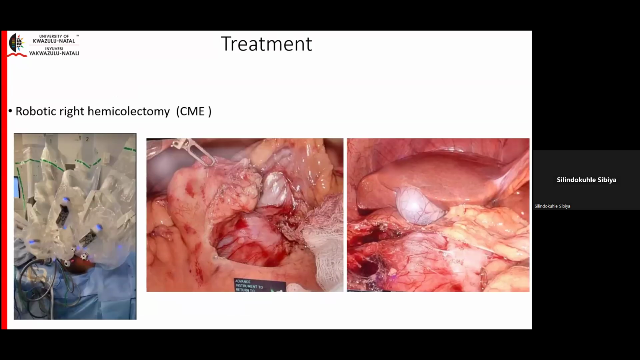So the patient then underwent a robotic right hemicolectomy, as you can see in the first picture. The second picture, the middle picture, shows these large mesenteric lymph nodes, and the third picture is of the liver, which looks normal, and this is the patient's abdomen post the right hemicolectomy.